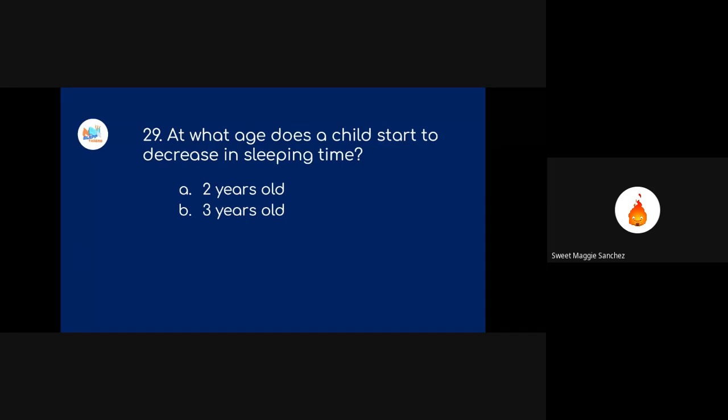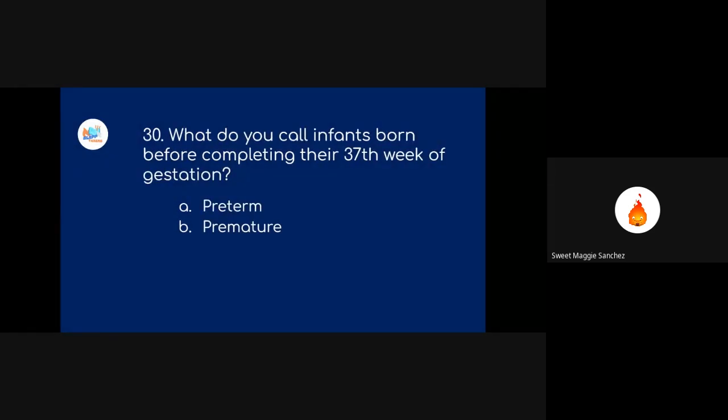Okay, timer stops. Question 30. What do you call infants born before completing the 37th week of gestation? Is it A, preterm, or B, premature?